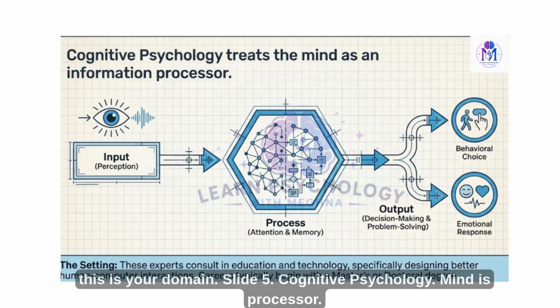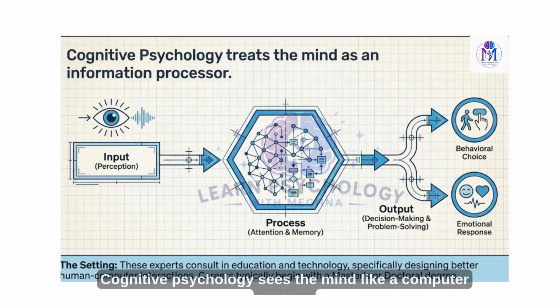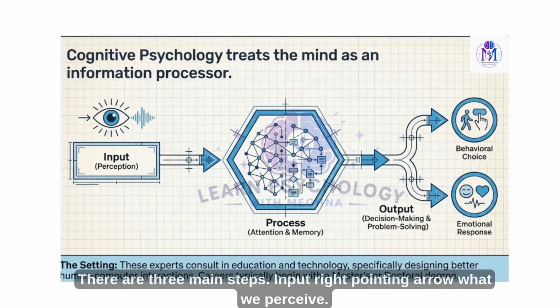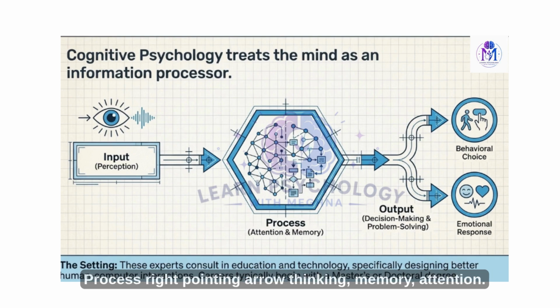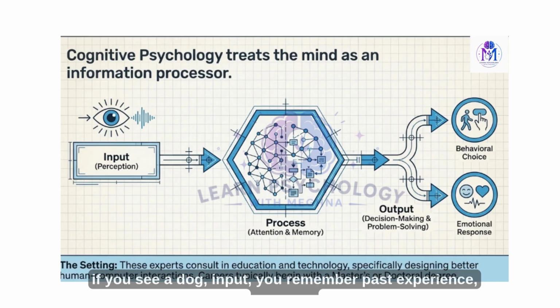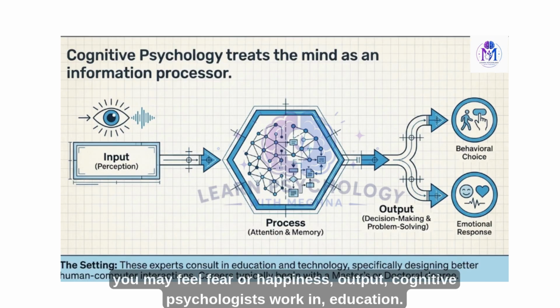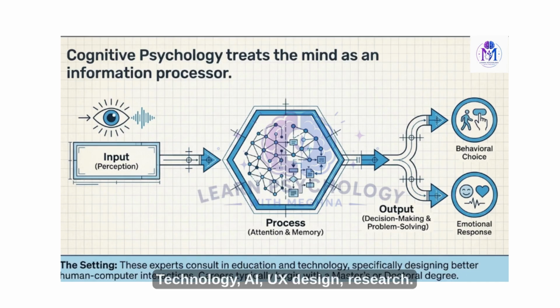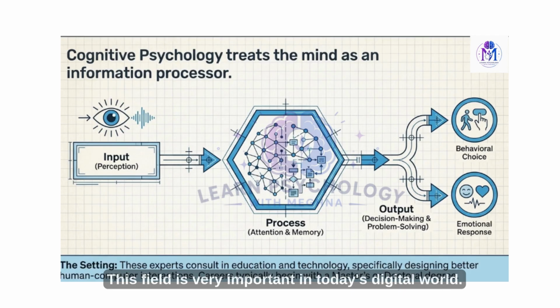Slide 5. Cognitive psychology: mind as processor. Cognitive psychology sees the mind like a computer system. There are 3 main steps. Input: what we perceive. Process: thinking, memory, attention. Output: decision, behavior, emotions. For example, if you see a dog, input, you remember past experience. Process, you may feel fear or happiness. Output. Cognitive psychologists work in education, technology, AI, UX design, research. This field is very important in today's digital world.